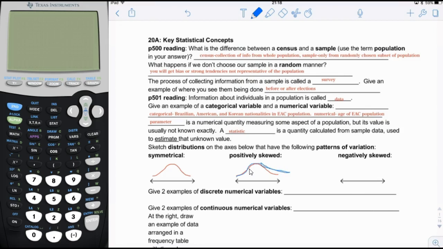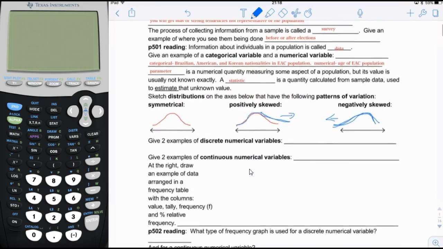And negatively skewed would be the opposite. It's pulled to the negative side. Okay? So instead of being nice and symmetrical, the positively skewed is pulled to the right, and negatively skewed is pulled to the left.